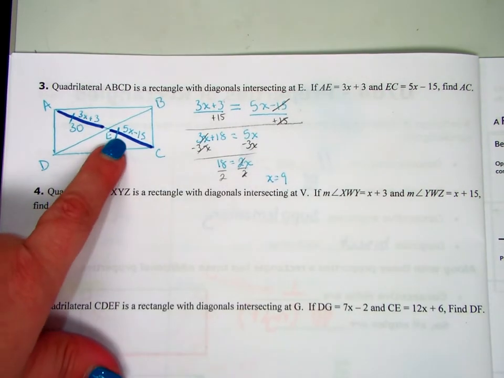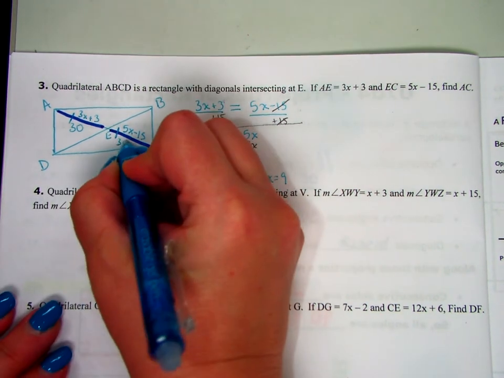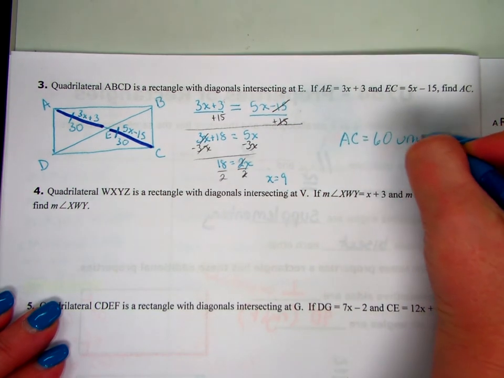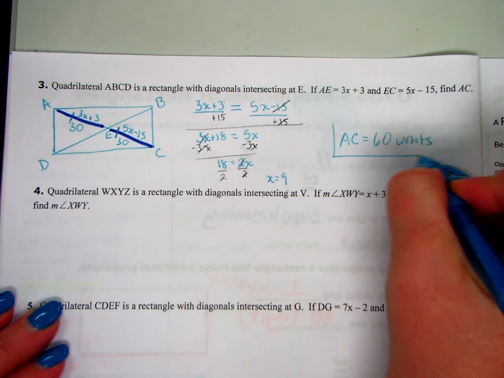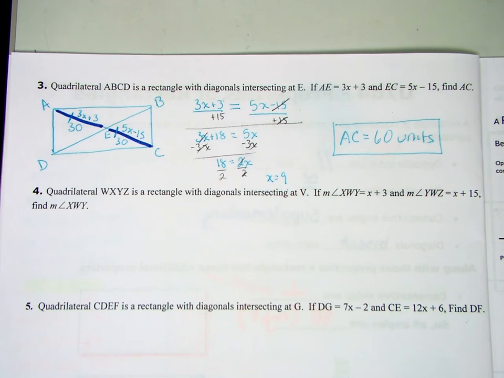This better also be 30. 5 times 9 is 45. Minus 15? 30. Huh. How long is AC? 60 units. How long is DE? 30. 30. How long is EB? 30. How long is DB? 60. Yeah. Okay.